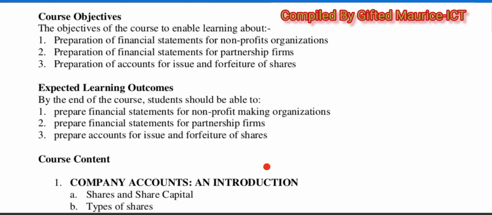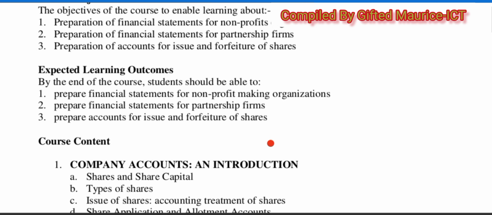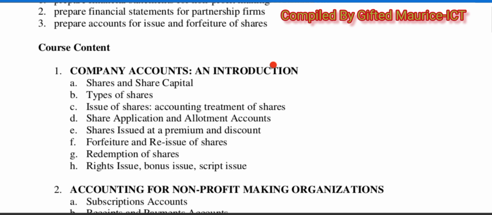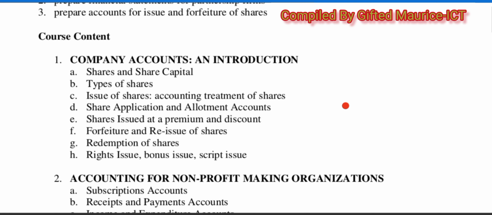But for us to achieve these objectives, we have the course content. And our course content has been divided into three broad areas, and each area will touch on a particular objective and hence a particular learning outcome. So we have categorized our course content into three.